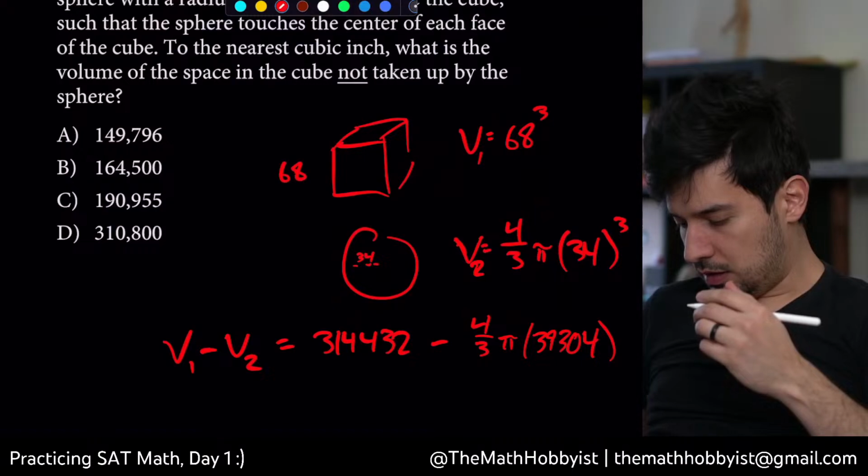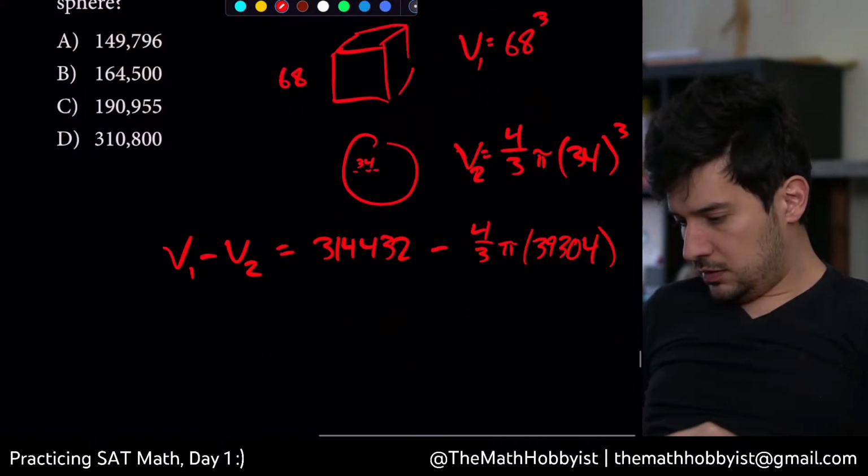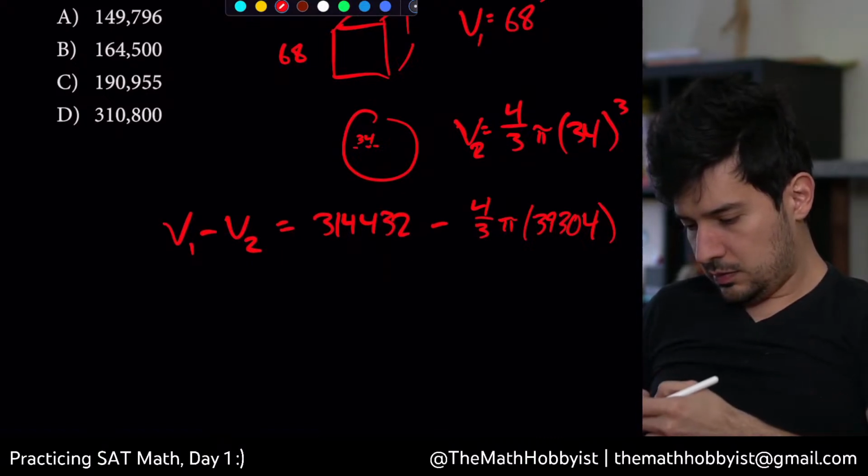Which is divided by 3 times 4 times pi. Where the hell is the pi button? There it is.